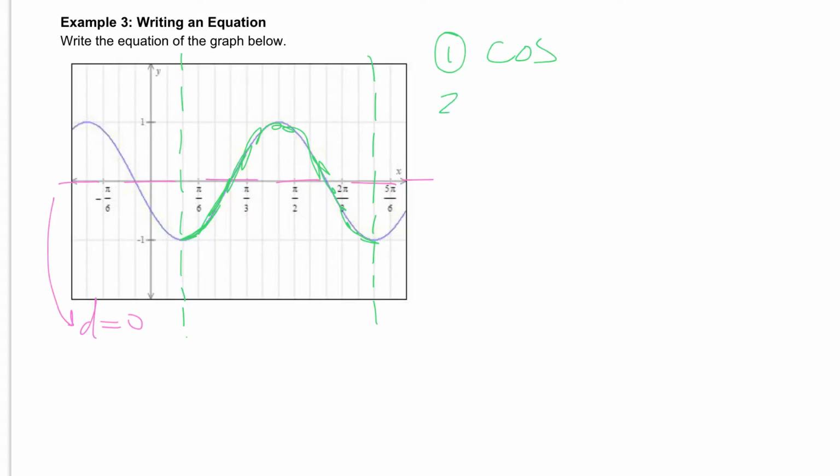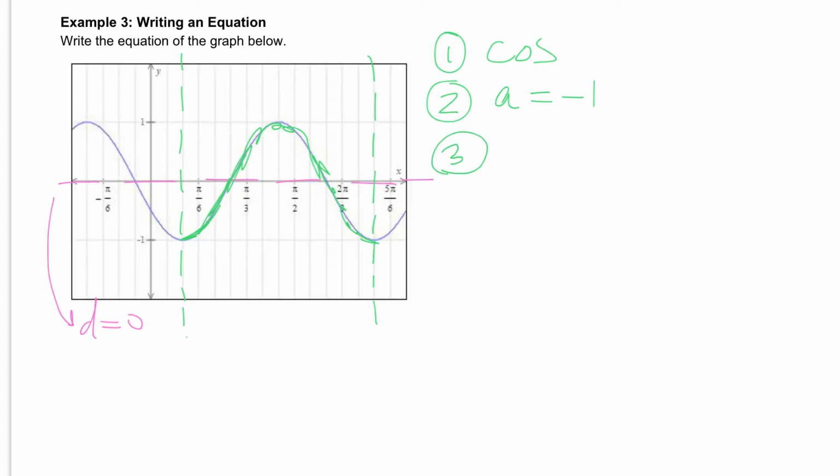If we think about our amplitude for this function, our amplitude is just 1, which we talked about. Here's our midline. From the midline up or the midline down, it's a distance of 1. And it is a reflection. So instead of starting at our midline and going up, we went down first. So we know that A is equal to -1. Then we need to find C.